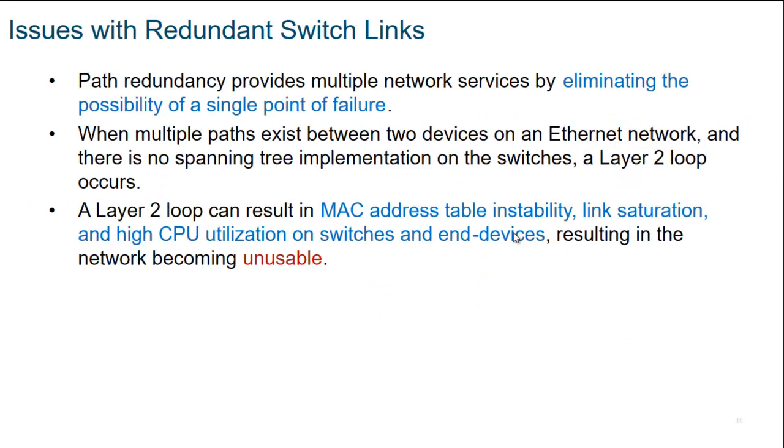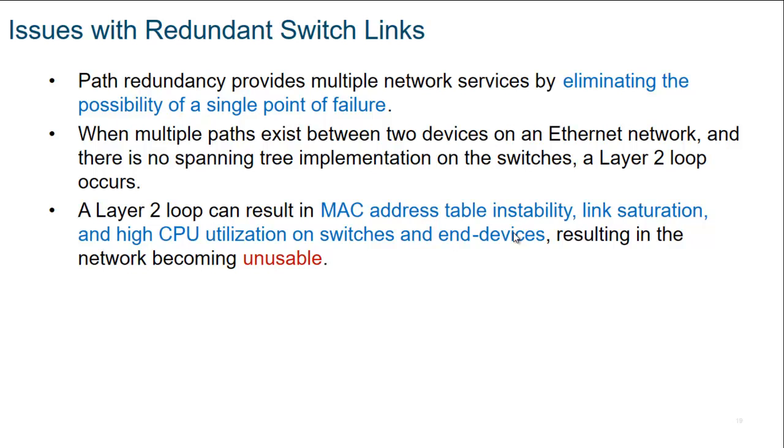Let's discuss issues with redundant switch links. Path redundancy provides multiple network services by eliminating the possibility of a single point of failure. When multiple paths exist between two devices on an Ethernet network and there is no spanning tree implementation on the switches, a layer 2 loop occurs. A layer 2 loop can result in MAC address table instability, link saturation, and high CPU utilization on switches and end devices, resulting in the network becoming unusable.